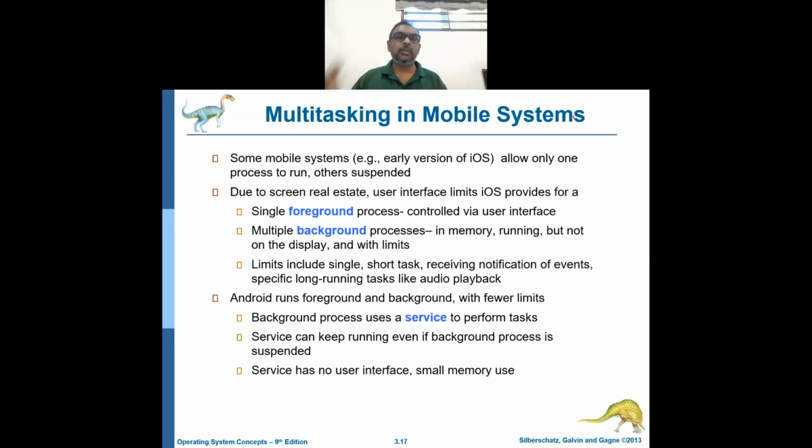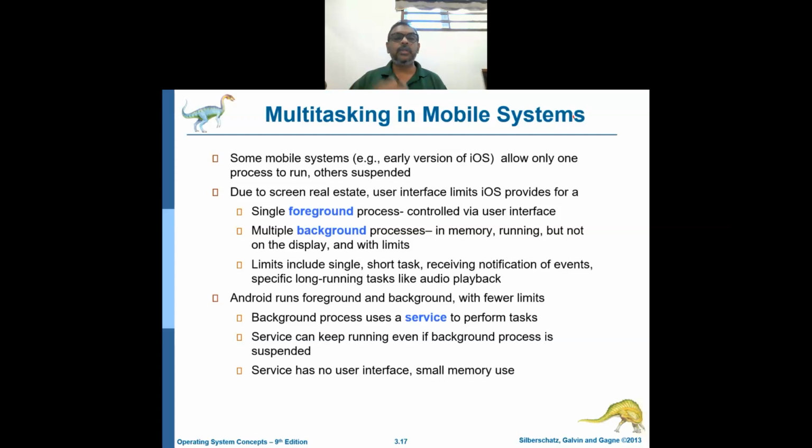In multitasking, we are talking about one program with many tasks. Okay, one program. In the initial state, the early version of iOS only allows one process. One process, single foreground. That means whatever you see in the input is only one process. But you have multiple background processes in memory running, but not on the display. Behind the scenes they are running. However, Android runs foreground and background with fewer limits.